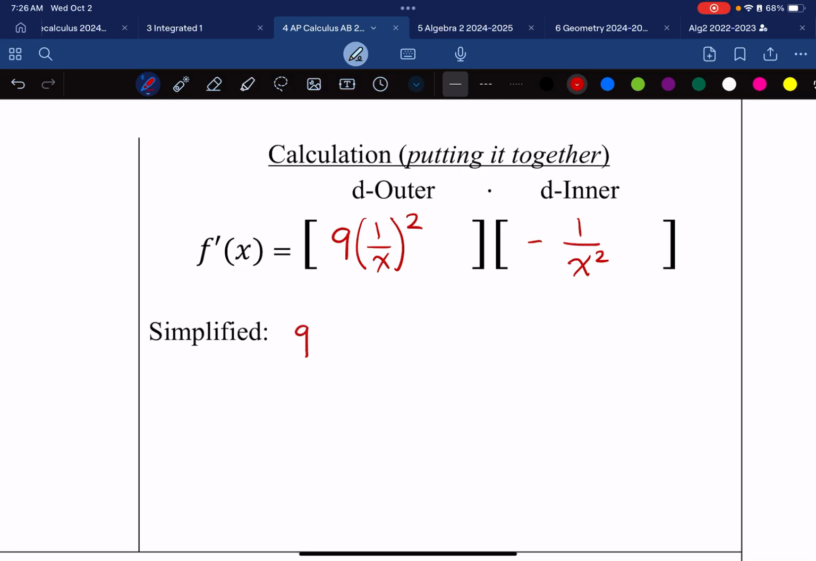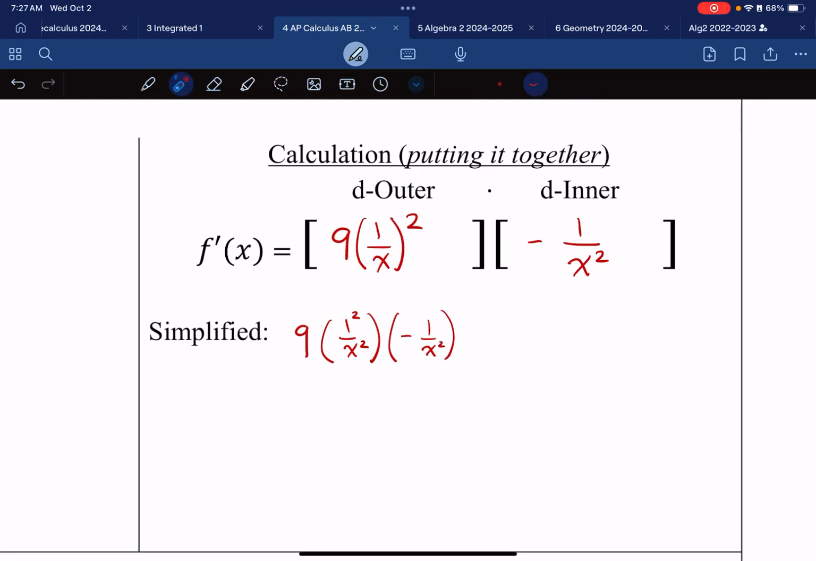I have 9 times 1 over x squared. I'm going to go ahead and distribute the square to the top and to the bottom. So I'm going to say this is 1 squared over x squared. And I'm going to multiply that by a -1 over x squared.